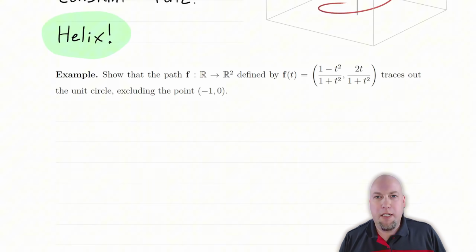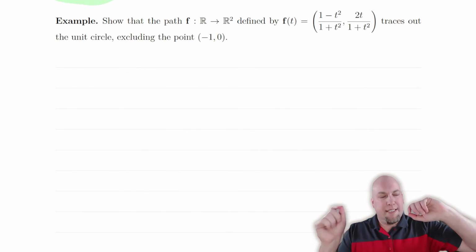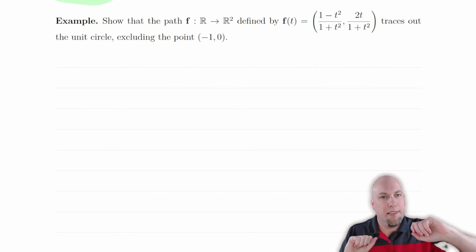All righty, let's do another one. We're going on to a weirder one now, maybe one that's a little harder to get our heads around. Let's talk about this path. Again, the entries of the path are given to us very explicitly. I've given you formulas for the first entry, F1, and for the second entry, F2. The claim is that this path traces out the unit circle, except it never hits the leftmost point of the unit circle. It traces out all of the unit circle except for that one point. It misses that one point.